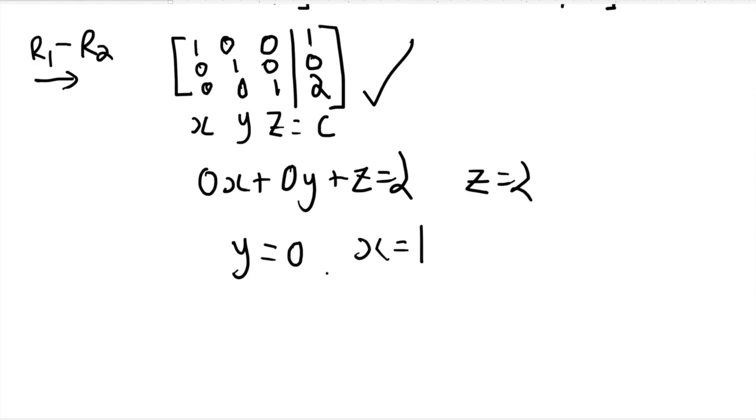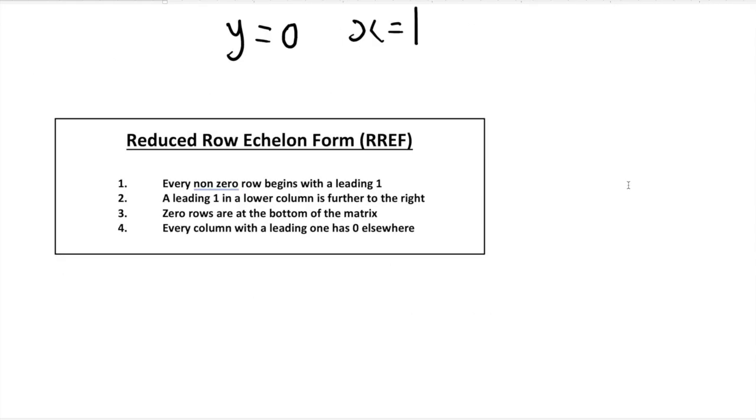And so before I end this video, I just want to quickly write down the properties of a matrix in reduced row echelon form. Again, as you can see, I have written the 4 rules for a matrix to be in reduced row echelon form, and they are: every non-zero row begins with a leading 1, a leading 1 in a lower row is further to the right, 0 rows are at the bottom of the matrix, and every column with a leading 1 has 0 elsewhere. So essentially the only new rule is rule 4.